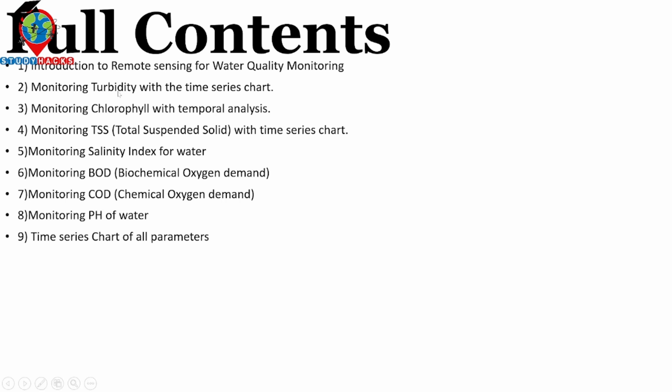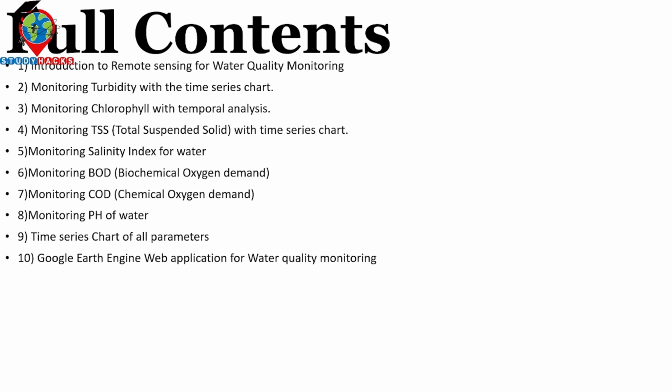Suppose I want to check at the same time turbidity, chlorophyll, TSS, salinity, BOD, COD, PS, all of the parameters, and make the time series chart at the same time and check my result analysis. Okay, combine all of the parameters: total suspended solid, salinity, BOD, COD, PS of water. So I consider all of the parameters, and then I take the final decision. It's a polluted water or it's a normal water. Okay, I can decide according to all the parameters I consider.